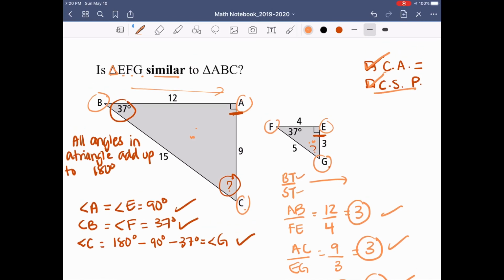So if our corresponding angles are equal and our corresponding sides are proportional, then that means that triangle EFG is similar to triangle ABC. It is just simply a reduction of this triangle. Okay?